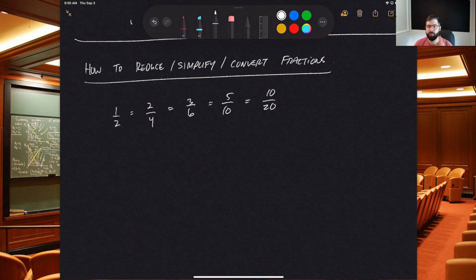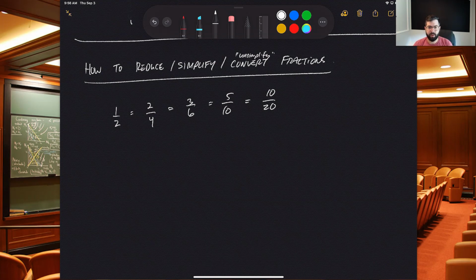So how do we reduce, simplify, or convert fractions? Sometimes we want to unsimplify, or go the other way on an equal sign. And so this will highlight how we do that. So we're going to start again with a half, because it's just the easiest one to connect with.